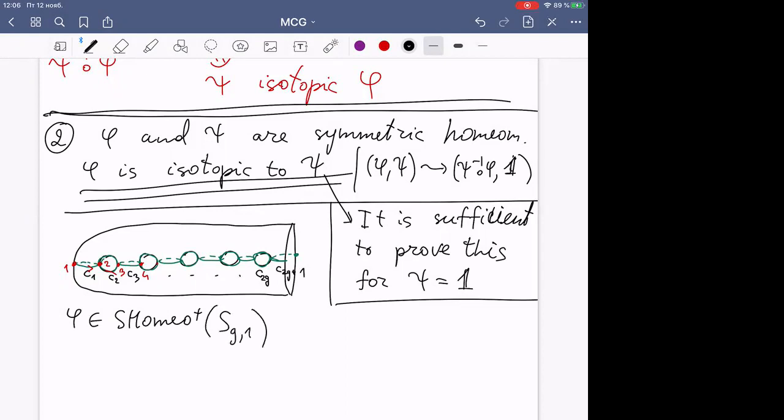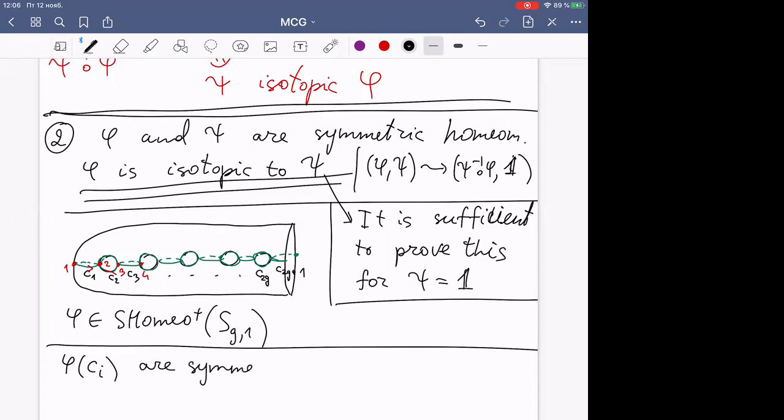Which is isotopic to the identity. And we would like to prove that it is symmetrically isotopic to the identity. Okay, look. Since phi is isotopic to the identity, since phi is symmetric, we see that phi of C_i are also symmetric simple closed curves.